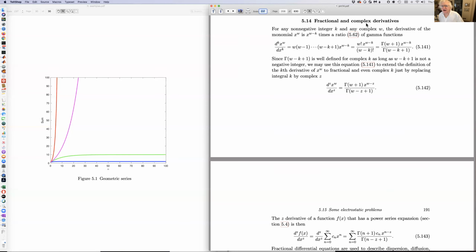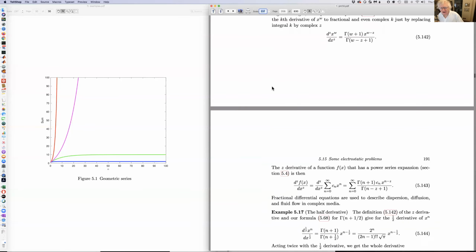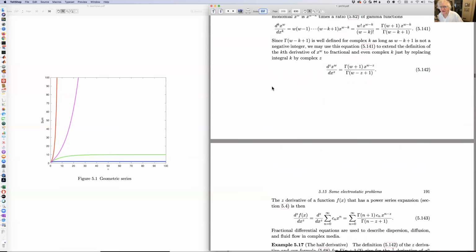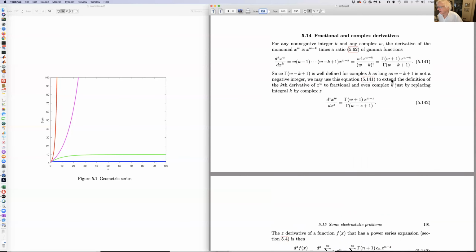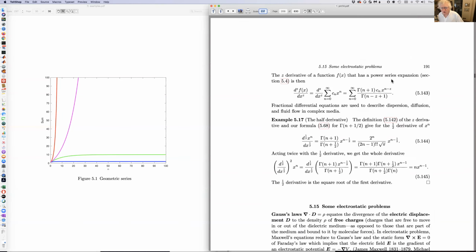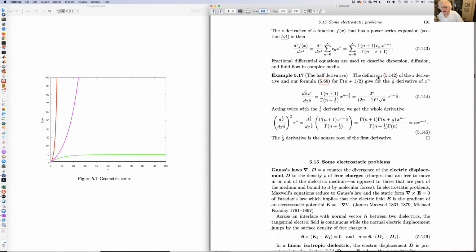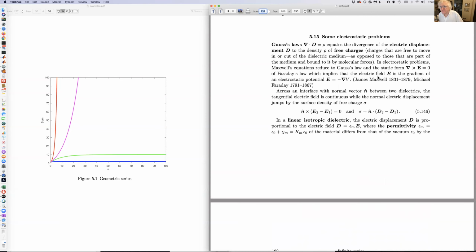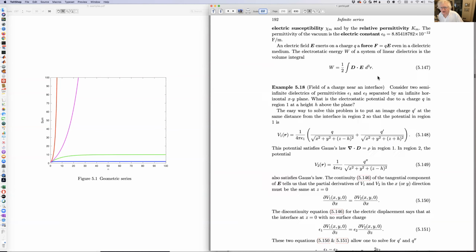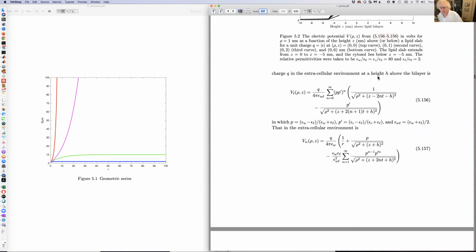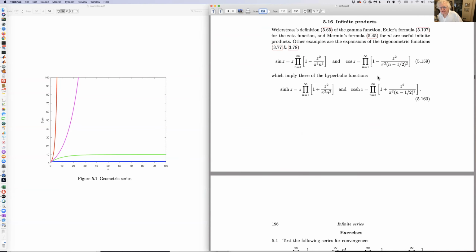Okay, fractional and complex derivatives. Well, this is something I added. I don't know if you guys really need to know that. If you want to hear about it, I'll be happy to do it maybe Wednesday. It's just a different definition of a generalization of the derivative, and I'll skip it for now. These are examples of electrostatic problems. I don't think we need to go through this. If you want, I will certainly do it.